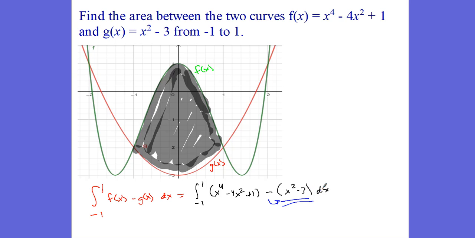And if you try this out on your calculator, you would end up getting 76/15 is your area between these two curves, 76/15. Remember, your area under the curves is always going to be positive because we're just looking at what's the area. We're not looking at positive or negative areas. Those positives and negatives will come into play within your integral or your equations.